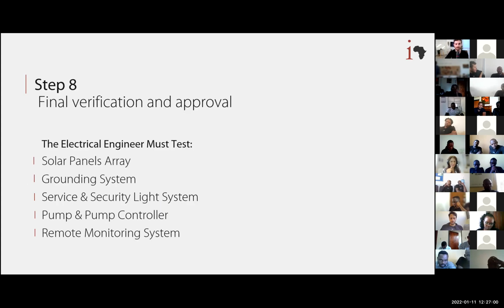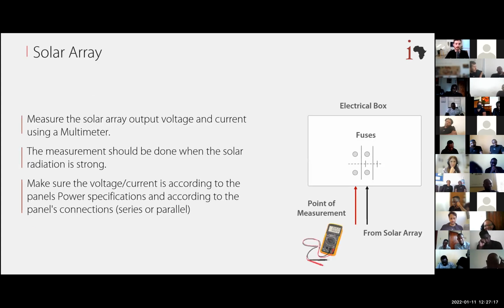Okay, the final step of the electrical engineer is the final verification and approval. The electrical engineer must test all of the components I mentioned. First is the solar panels array, the grounding system, the security lights, the pump and pump controller, and the remote monitoring system. Now, how do we do it?